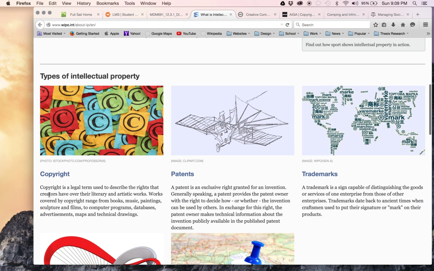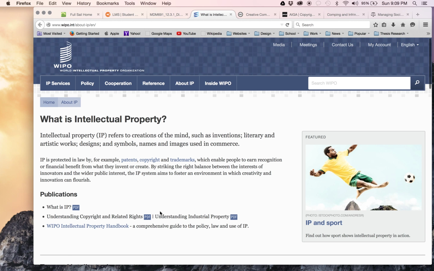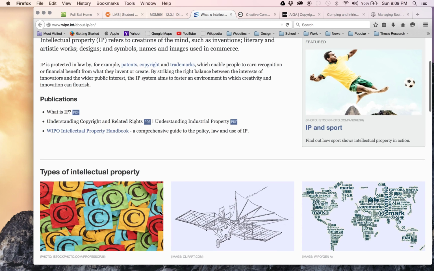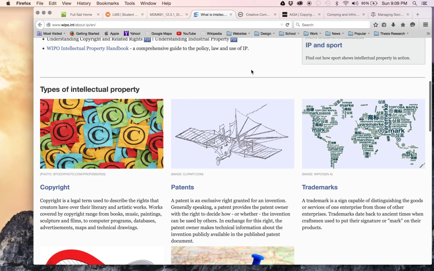We're looking at copyright, and it says here, copyright is a legal term used to describe the rights that creators have over their literary and artistic works. And this was by the World Intellectual Property Organization. And so it is an IP. A copyright does have to do with an intellectual property, or that's something that belongs to somebody else.